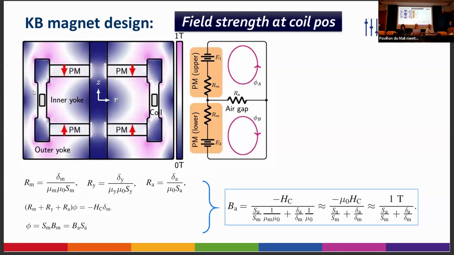Yeah. Then next we need to define the magnetic strength in the air gap at the coil position. Then we can use this magnetic circuit Ohm's law equation, and we can just calculate the magnetic flux density at the coil position. And in the end, you will find some constant over some two ratios. That means you have to balance these two ratios to get a relatively strong magnetic field.